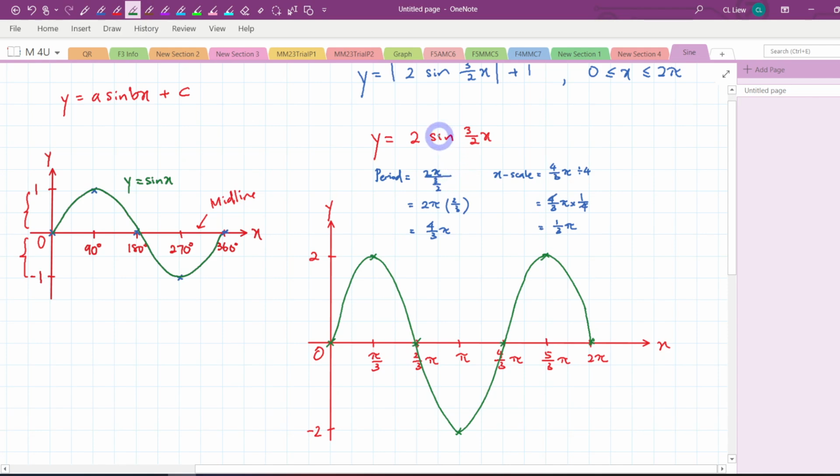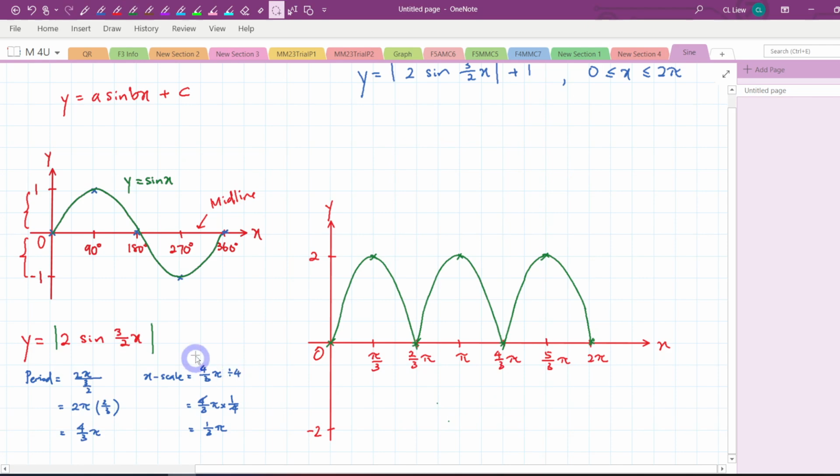Okay, now I'm going to add a modulus to it. So when I add a modulus to it, it means that the negative part will become positive, right? So this part will go up. So -2 will become +2. Then we just connect them together. Okay, it's not that nice. Let me draw it again. Okay, so this is the graph y equal to modulus 2 sine 3 over 2x.